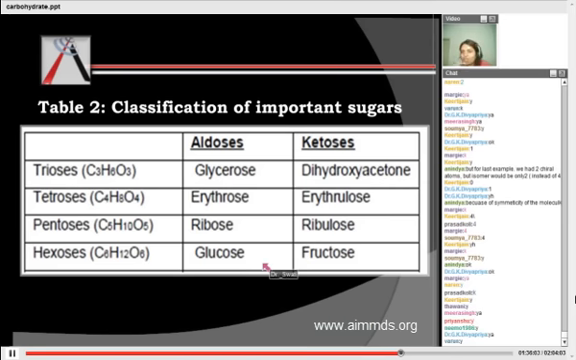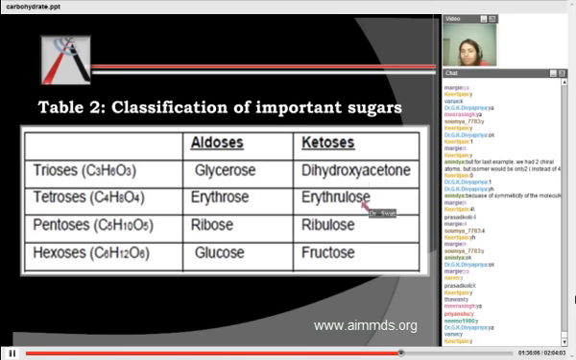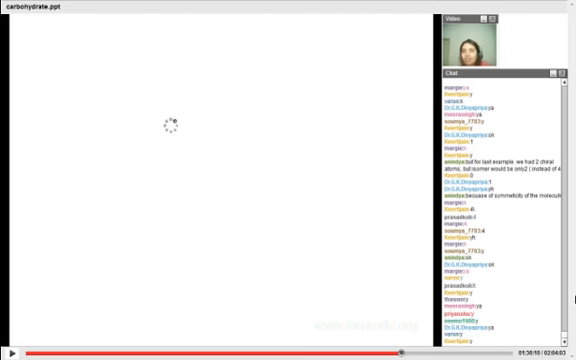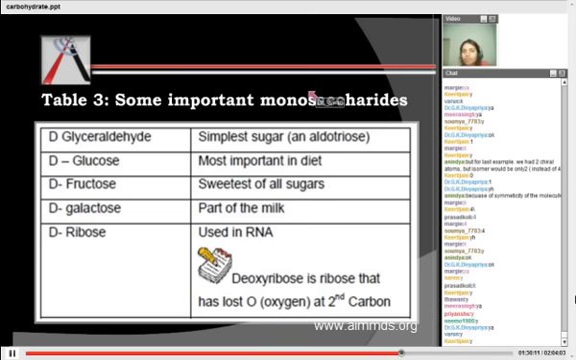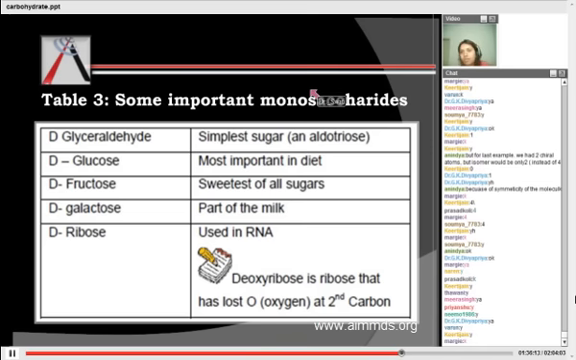They have the same structural formula, but because of the presence of the double bond at a different point, this is the fructose and this is the glucose. And they have different properties, okay? Because of being ketone and aldehyde, they have totally different properties.